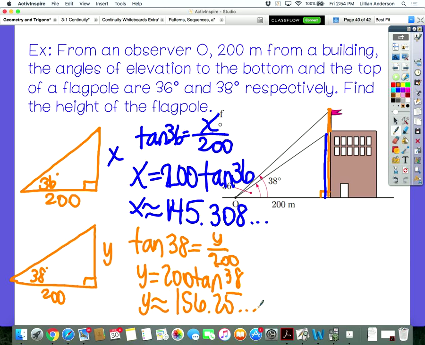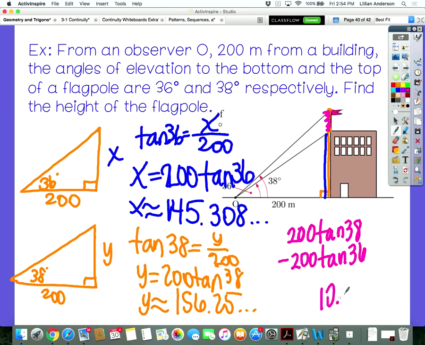So then to find the flagpole, what we're actually looking for here, we get that value by subtracting the 2. So go ahead and subtract those values. Remember, you're subtracting the smaller one from the larger one. So this answer we can round, because that's our final answer. So what is it? 366? 10.9 meters. Confirmation? Yes. There it is.